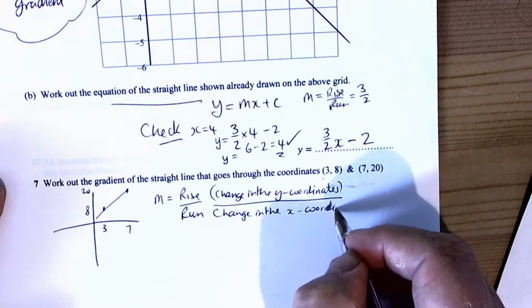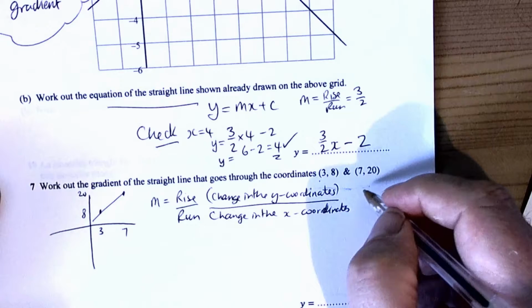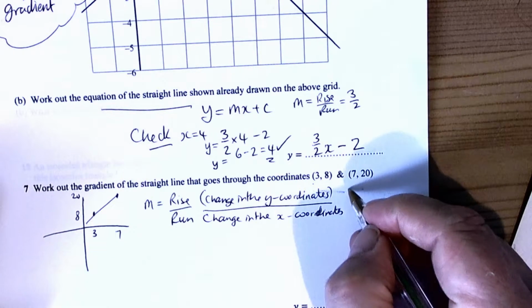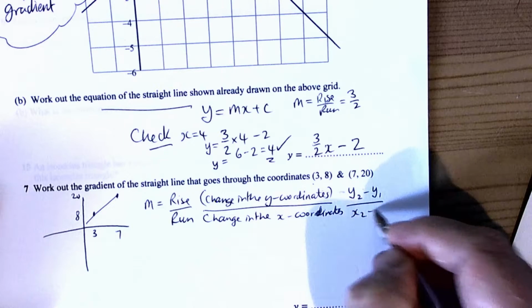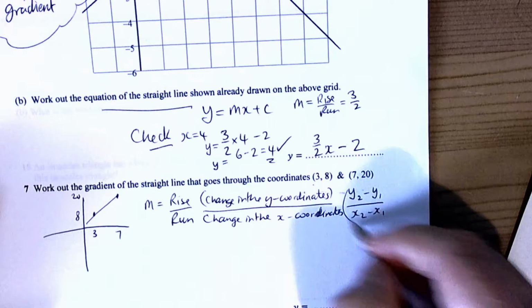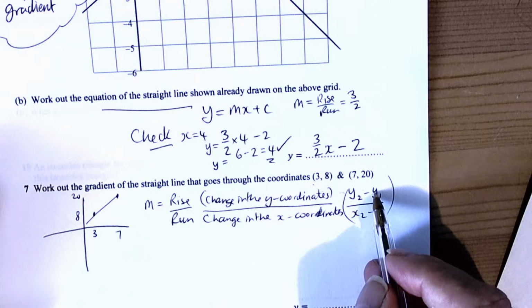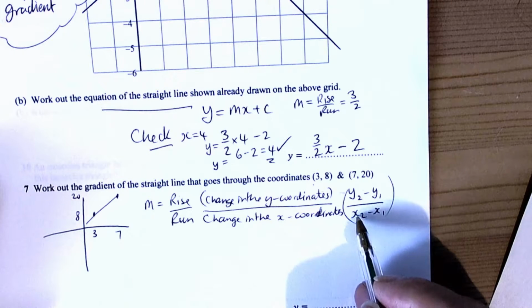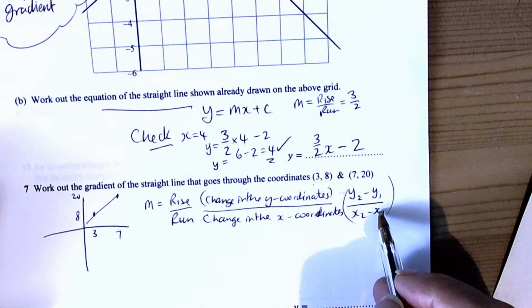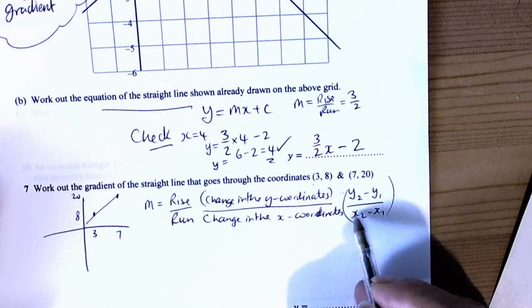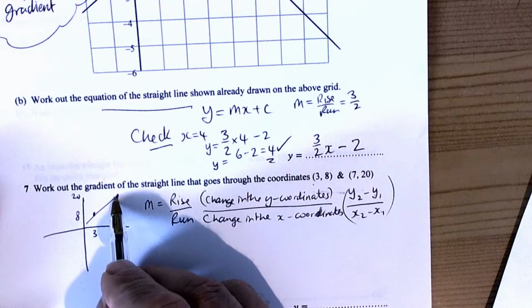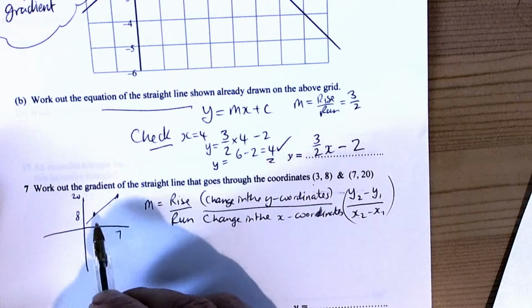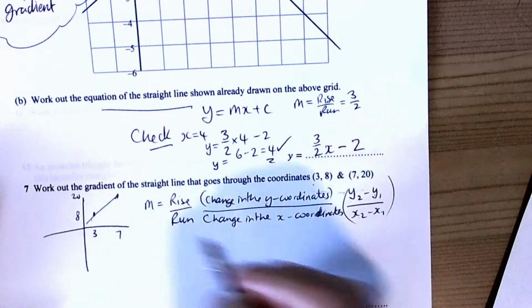Now, in some textbooks and other sources of material, you'll see a nice little formula that says y2 take away y1 over x2 take away x1, and all that is saying is you do the two y coordinates take away from each other divided by the two x coordinates taken away from each other, but the takeaways are done in the same order. So y2 and x2 are the second coordinate, and y1 and x1 are the first coordinate.